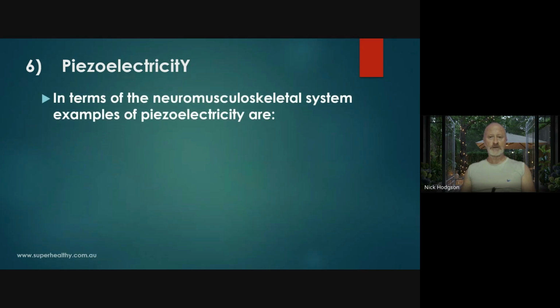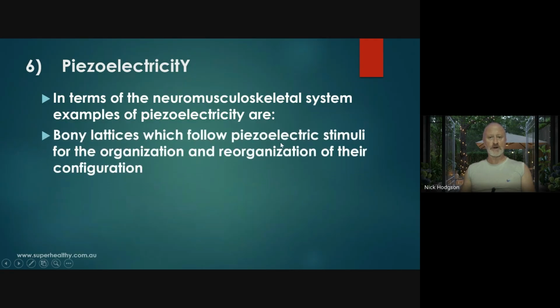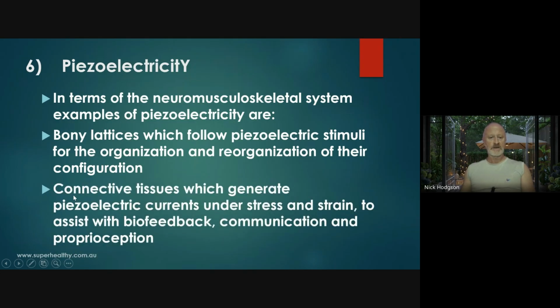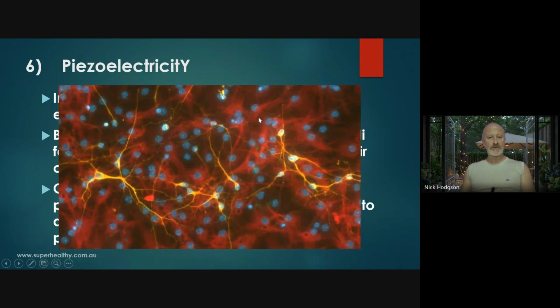So in terms of the neuromusculoskeletal system, examples of piezoelectricity are, the bony lattices follow piezoelectric stimuli for the organization and reorganization of their configuration. So calcification and decalcification is all driven by the piezoelectric currents going through the bony structures. Connective tissues generate piezoelectric currents under stress and strain, which has been found to help with biofeedback, communication, proprioception. So never forget that the human biology system is energetic, it's electric, that relates back to the mechanical.